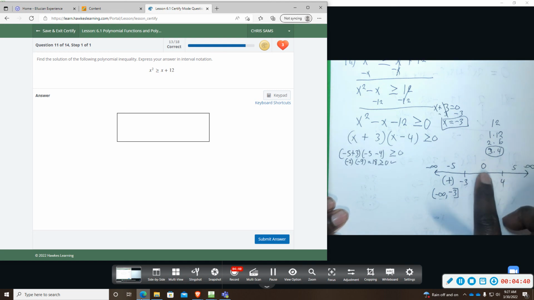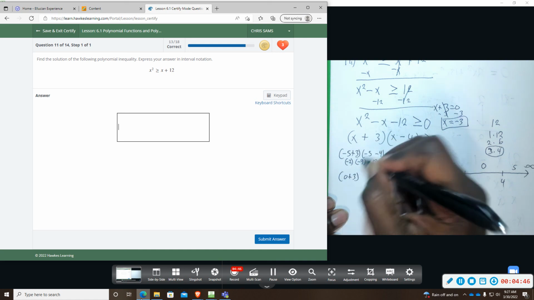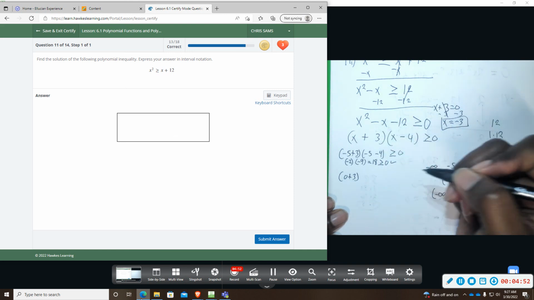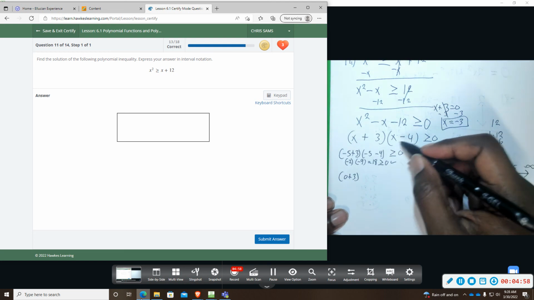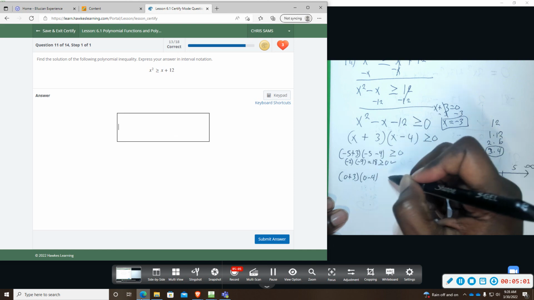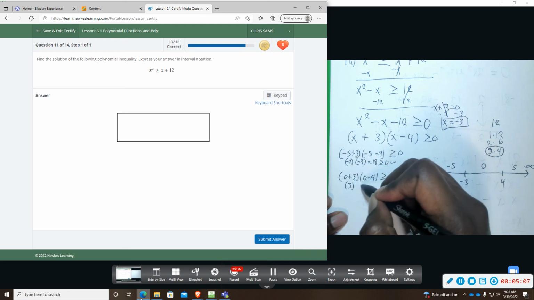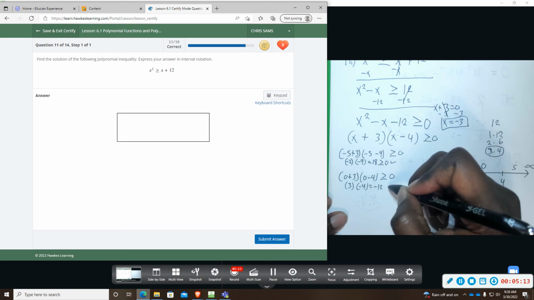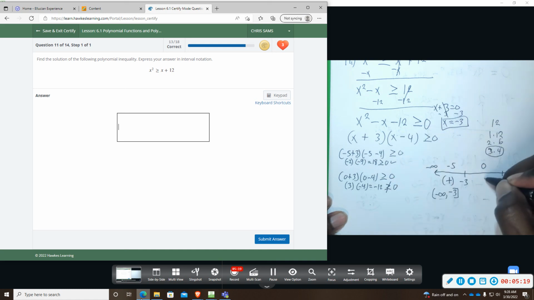All right, now we're going to pick 0, do the same thing. I'm going to do 0 plus 3. I'm plugging it into the factor form. It's easier to do it that way. And then I'm going to do 0 minus 4, to see, is that greater than or equal to 0? So I get a 3 here, and then I get a negative 4 here. When I do 3 times negative 4, that gives me a negative 12, and negative 12 is not greater than 0. It's less than 0, so I don't want that section. It is negative, and I'm looking for the positive sections.